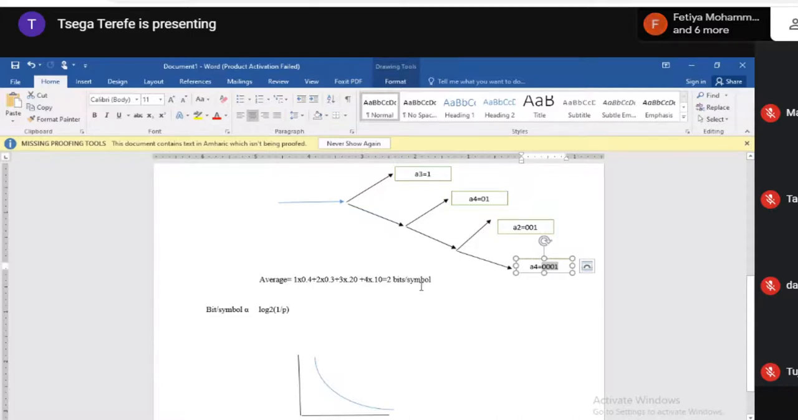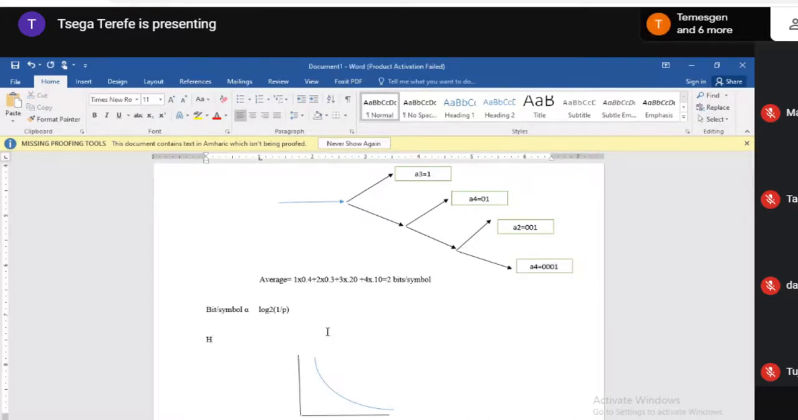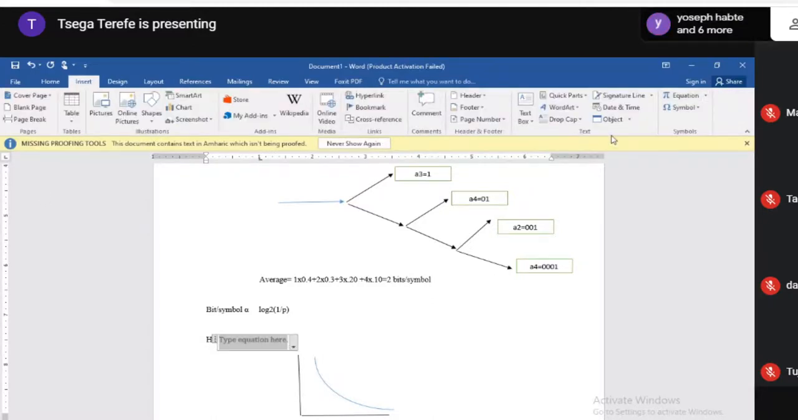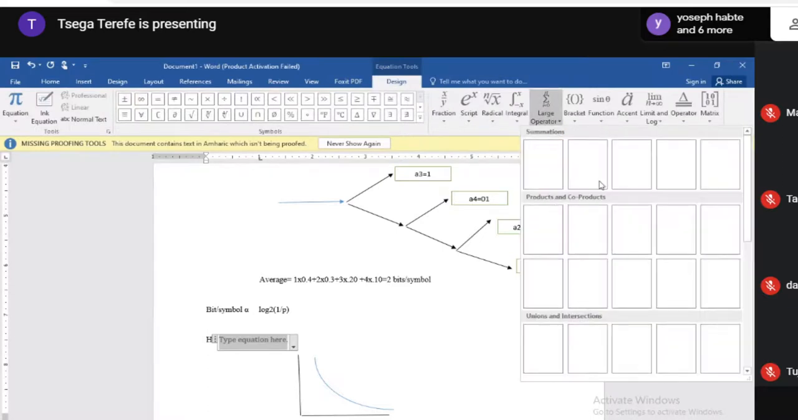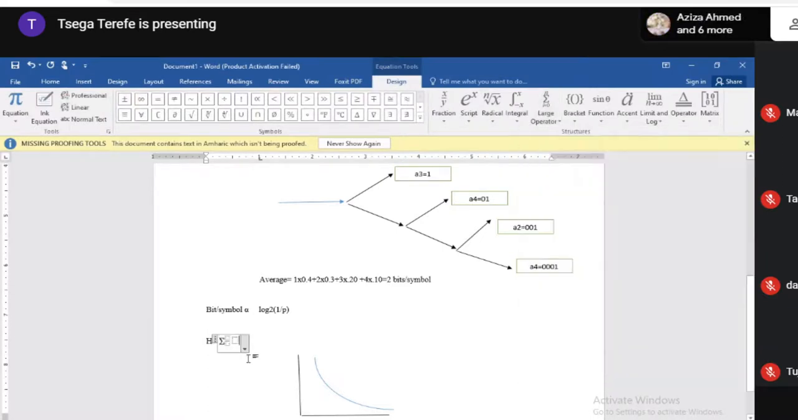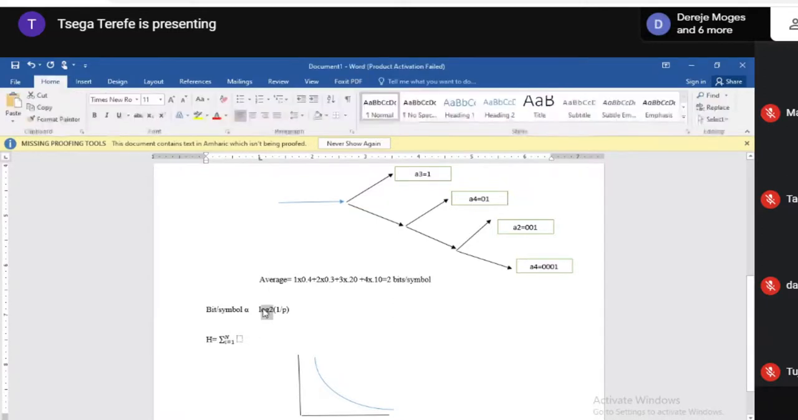So in general, the average bit per symbol, or the entropy of the source, will become the summation from i equals 1 to n, if you have n symbols, of the probability of i times the logarithm of one over the probability of i, where p_i is the probability of a given symbol.